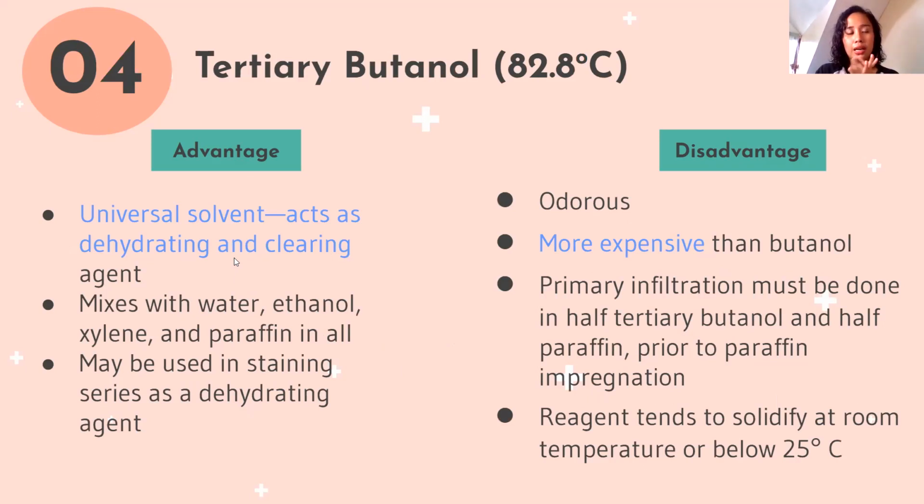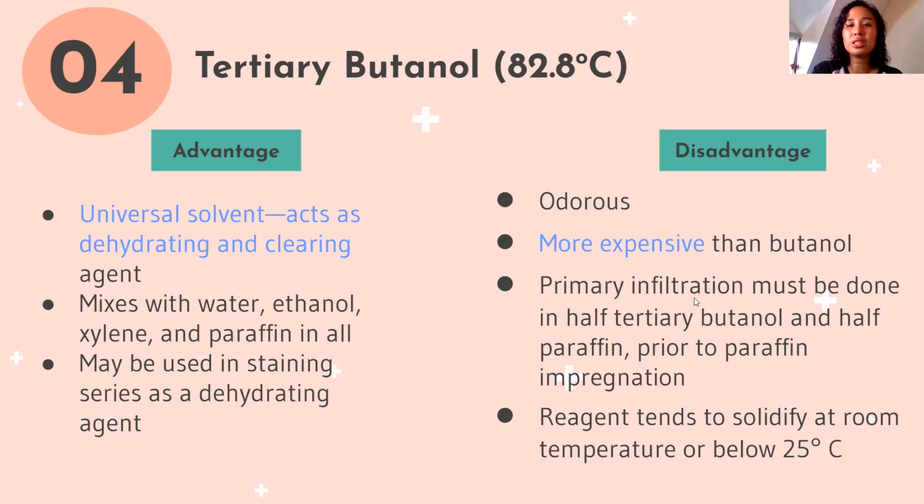So, clearing agent siya, class, kasi it could easily be dissolved in paraffin. So, yun yung maganda sa tertiary butanol. You could leave out the clearing process kasi dinehydrate niya na, kiniklear niya pa. However, it's more expensive than butanol. It's a universal solvent. Tertiary butanol, dioxane, yung dalawang yan, universal solvent yan because it could act as a dehydrating and clearing agent.